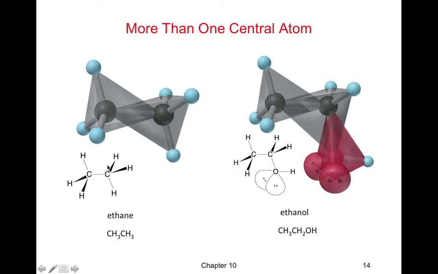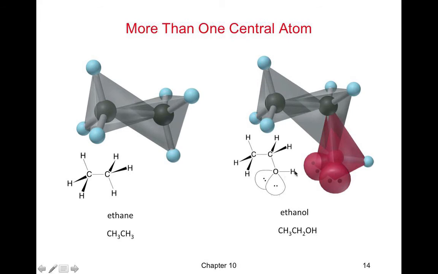This carbon also has 1, 2, 3, 4 bonded atoms. So the electron geometry and molecular geometry about this carbon is also tetrahedral. So I don't have a name for the geometry of the overall ethane molecule. I just specify what is the geometry about each central atom. In the case of ethanol, this carbon central atom has 1, 2, 3, 4 bonded atoms. So tetrahedral electron geometry and molecular geometry. This carbon also has 1, 2, 3, 4 bonded atoms, no lone pairs. So it's also tetrahedral, tetrahedral.